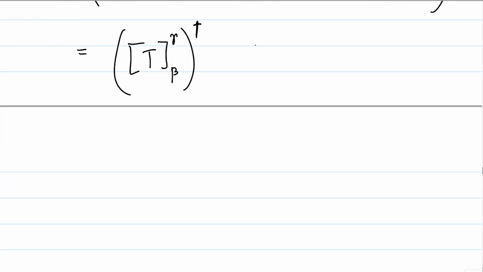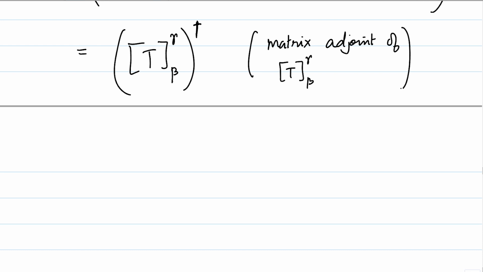Let me just write it down in brackets: the matrix adjoint of T beta gamma. Recall that the matrix adjoint of a matrix A will be the conjugate transpose of the matrix. So you first take the conjugate of the entries and then look at the transpose of that. That is what is being defined as the adjoint of our given matrix.